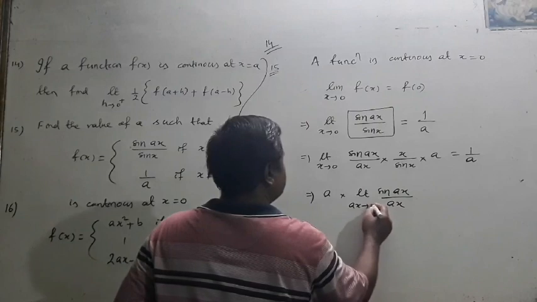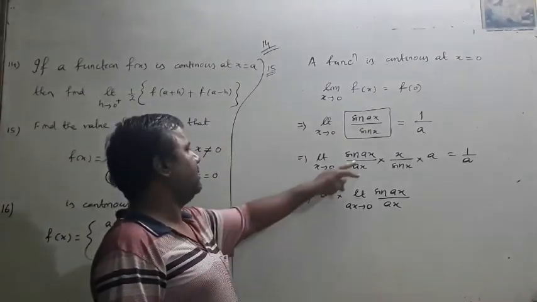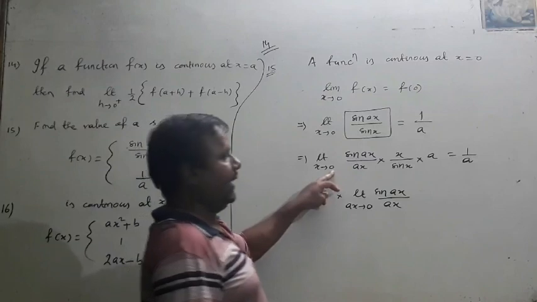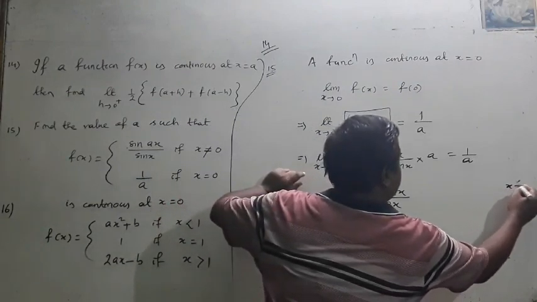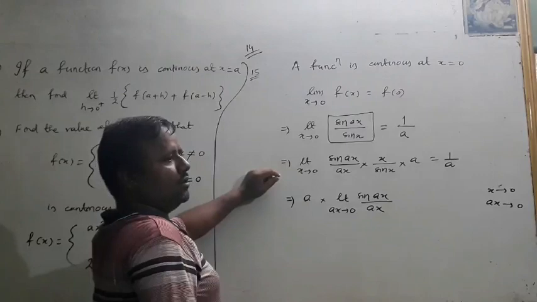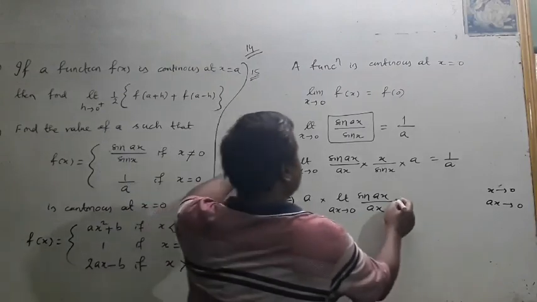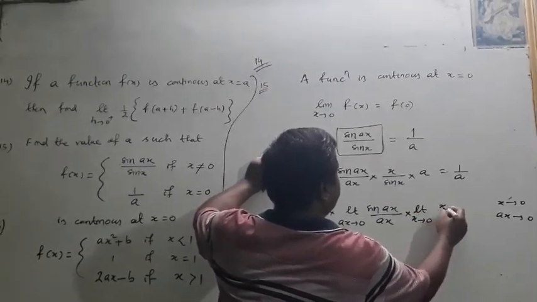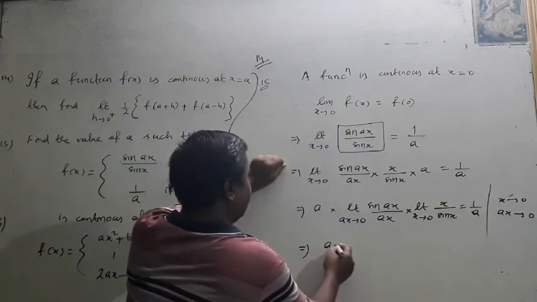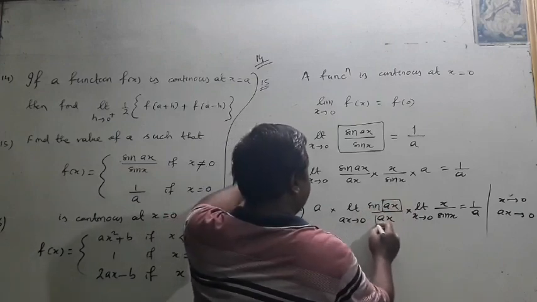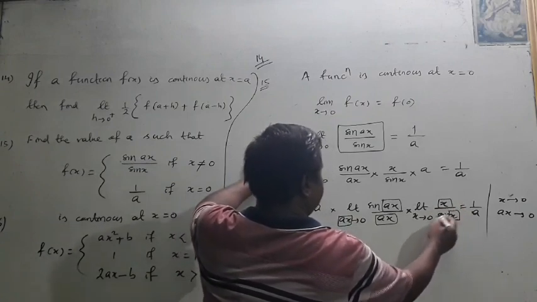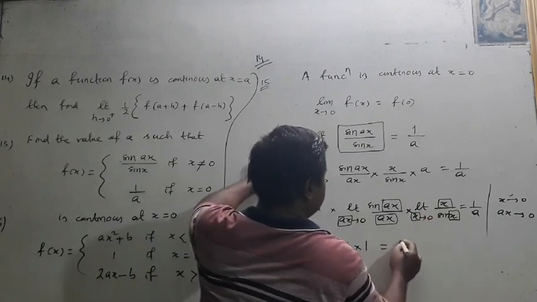This ax tends to 0. So a into limit x tends to 0 of sin ax by ax. x tends to 0 is the same as ax tends to 0, because if you multiply by a, you multiply by a. Into limit x tends to 0 of x by sin x is equal to 1 by a. This implies a into, what is this? sin of something by that something, as that something tends to 0, is 1. Sin of something by sin of something, as it tends to 0, is 1, is equal to 1 by a.